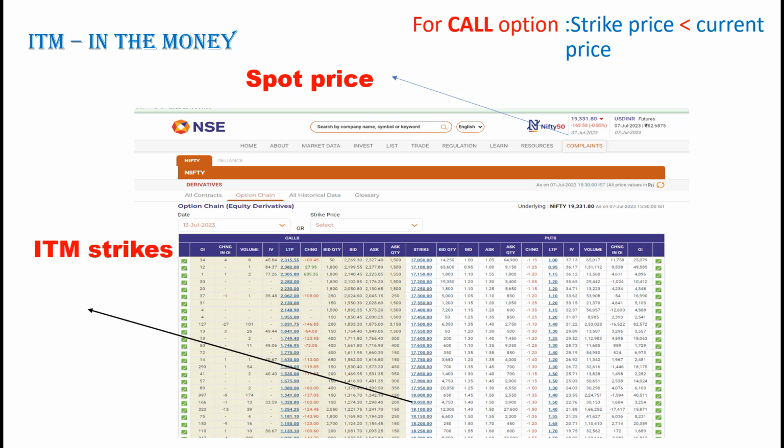What is in the money? For the call option, it is when the strike price is less than the current price or spot price. The spot price of Nifty, or current price of Nifty, is 19,331. So any price that is less than 19,331 is called in the money. That is, a strike price less than the current price is ITM for a call option. On the NSE website we can see these strike prices which are less than the spot price. So these are ITM strikes for the call option.